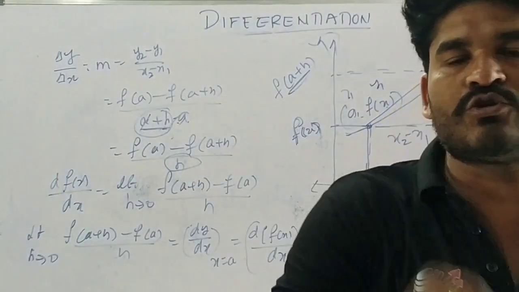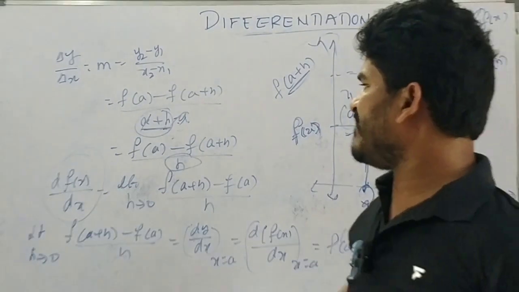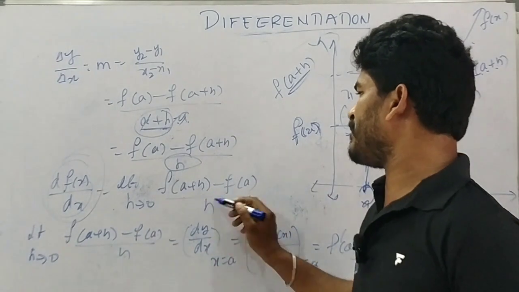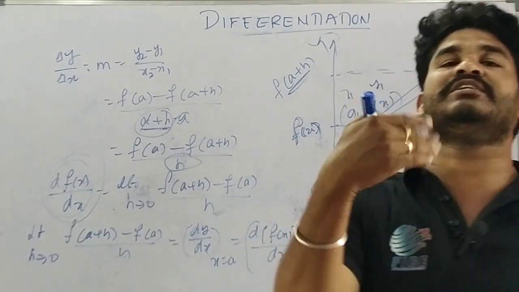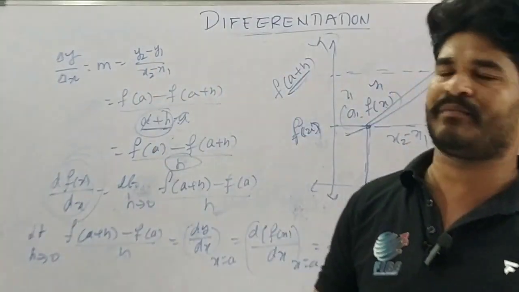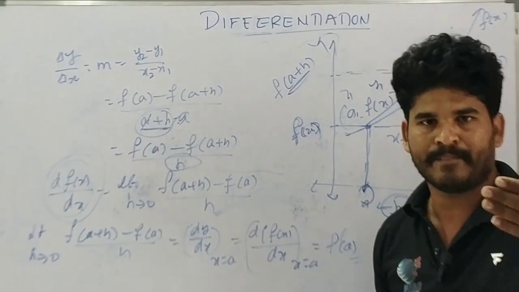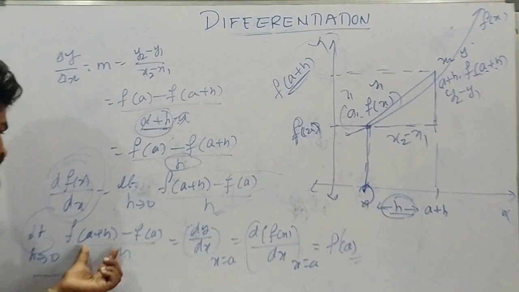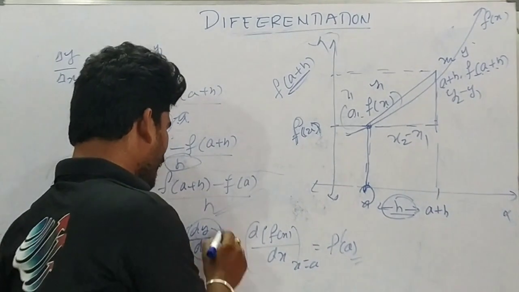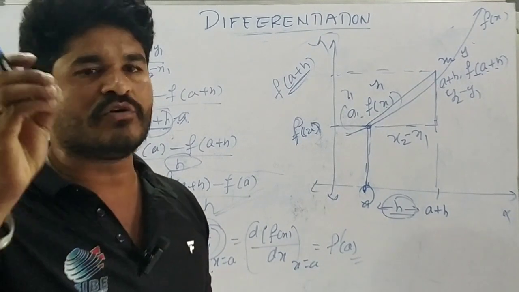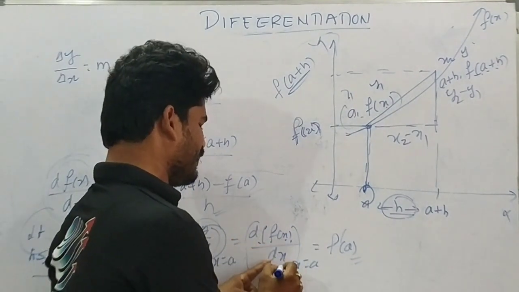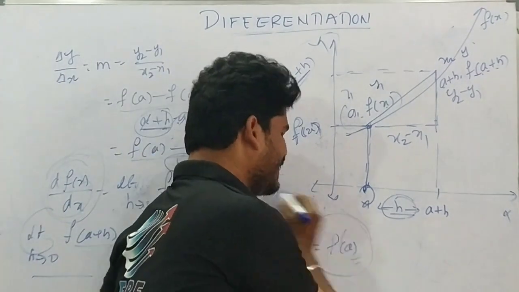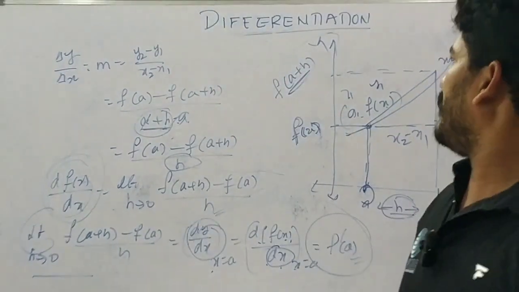Here we apply limits to derive. The derivative of f of x equals the limit as h tends to 0 of f of a plus h minus f of a divided by h. Whenever you take h equal to 0, this condition is undefined. In the same way, we take the limit h tends to 0 of f of a plus h minus f of a divided by h, where dy by dx at x equal to a. Therefore, d of f of x divided by d of x at x equal to a is f dash a. This is very important.